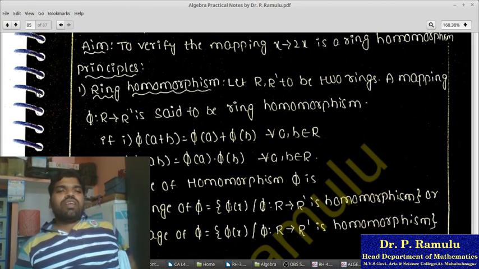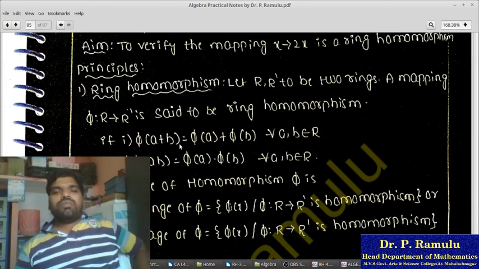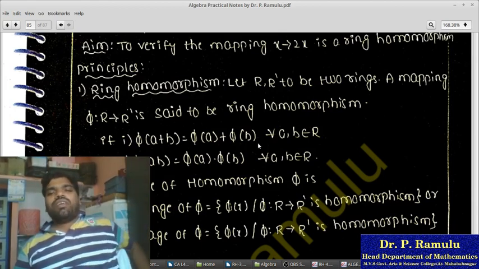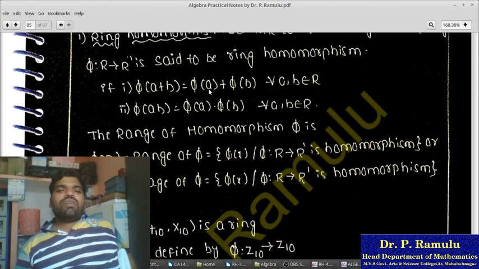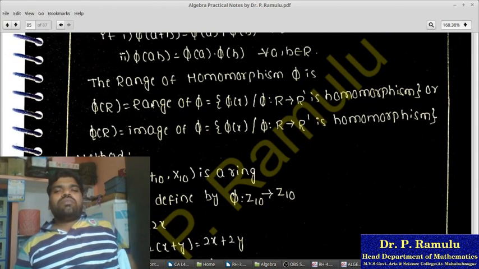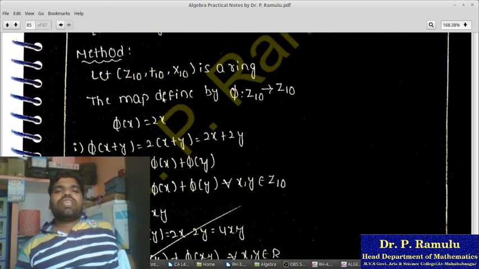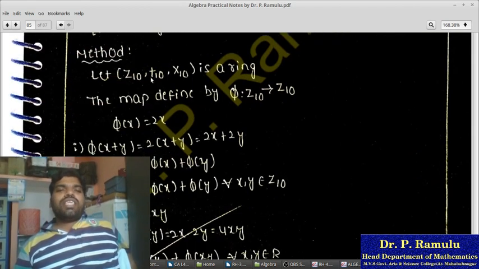Principle: let R and R' be two rings. A mapping phi from R to R' is said to be a ring homomorphism if phi of a plus b equals phi of a plus phi of b, and phi of ab equals phi of a phi of b, for all a, b belonging to R. Next, method: I'm taking Z10 with addition modulo 10 and multiplication modulo 10 as the ring.